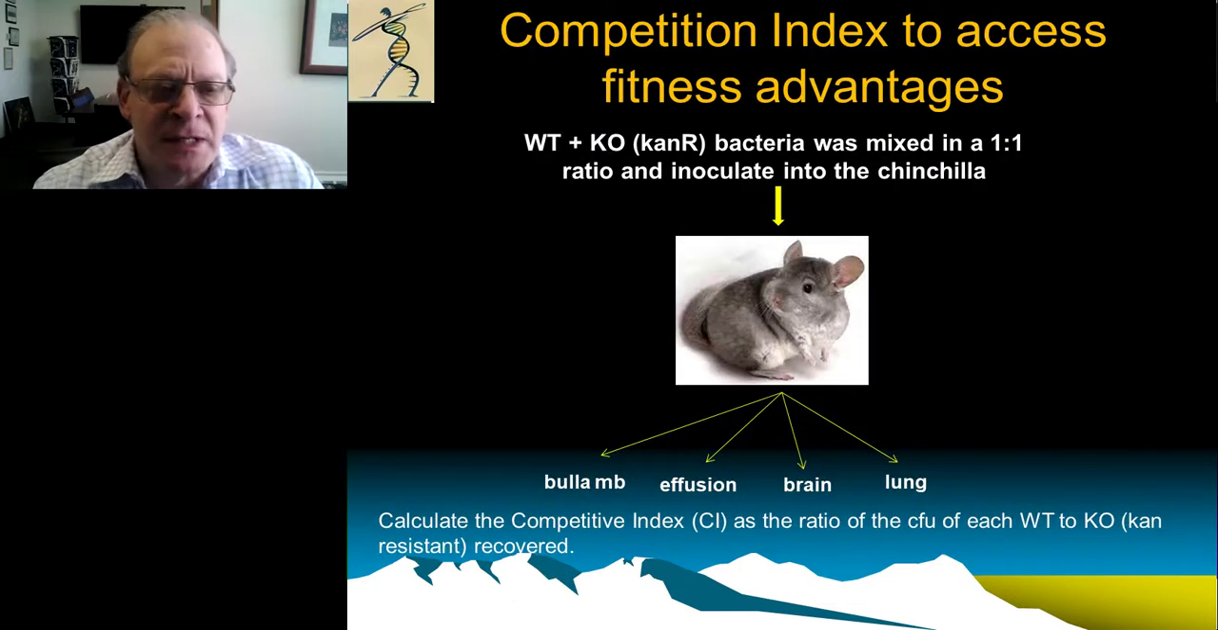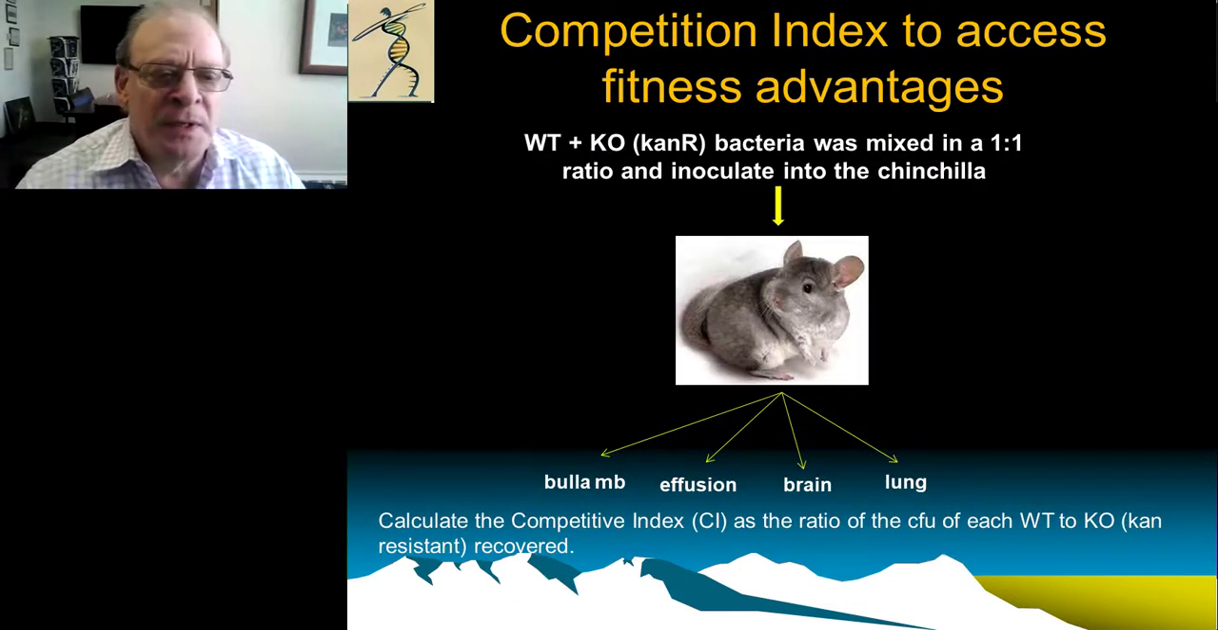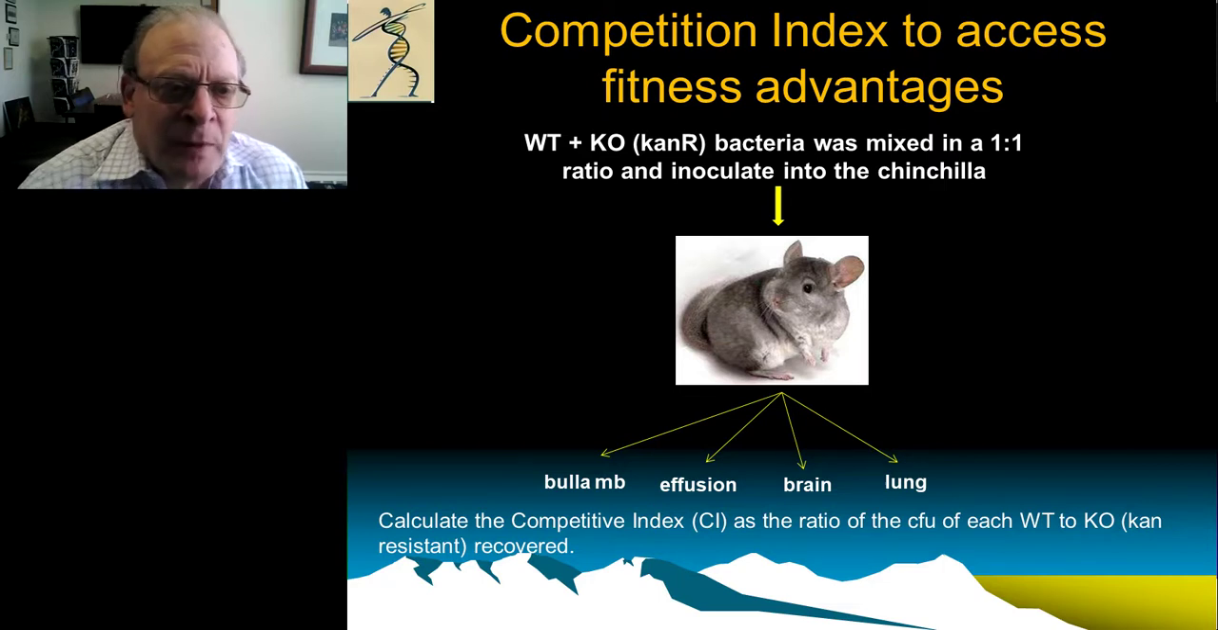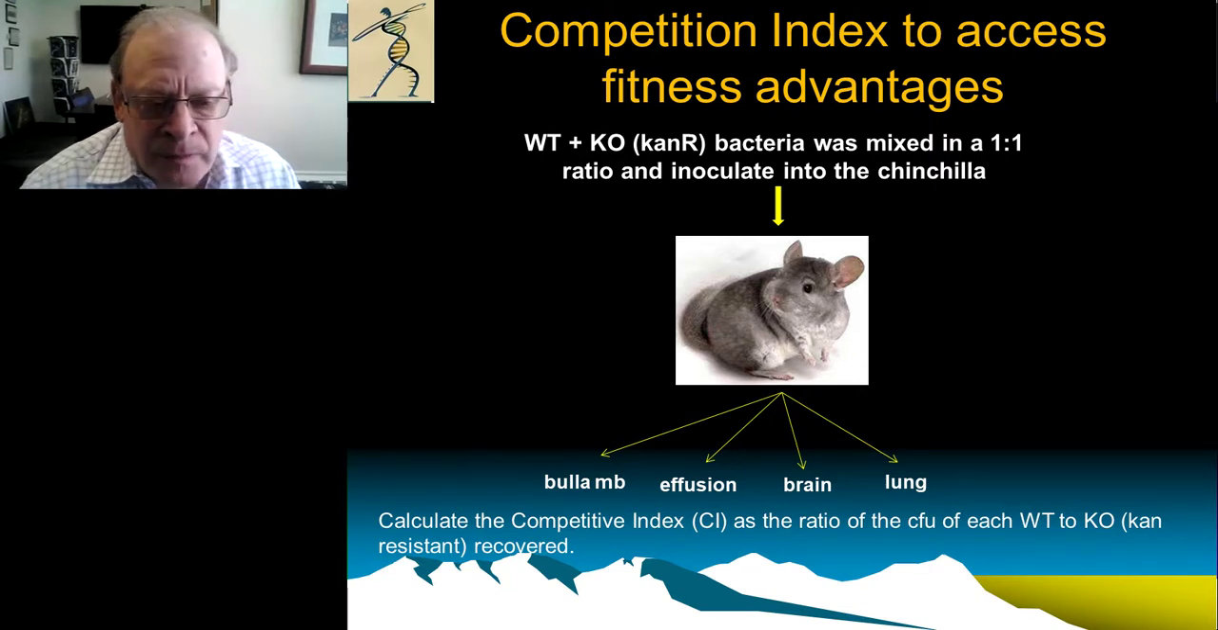And so then we did similar experiments, except in vivo. We used the chinchilla as a model for middle ear disease, or otitis media, and we put both the wild type and the knockout bacteria, mixed at a ratio of 1:1, into the chinchilla's middle ear, and then over time sampled and looked to determine whether there was a competitive index for the wild type versus the knockout.